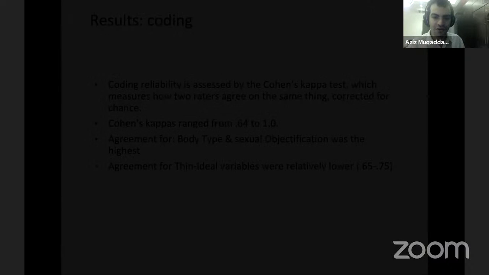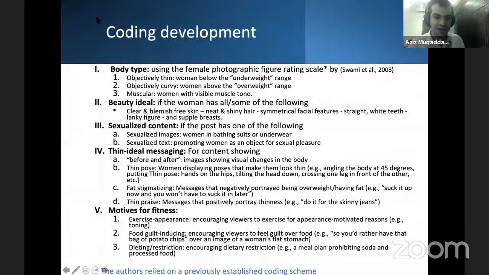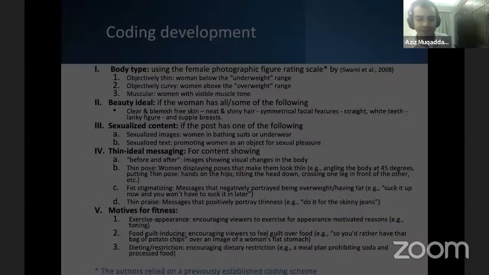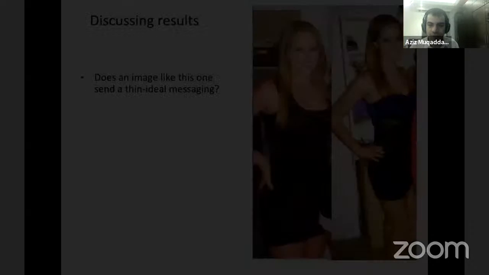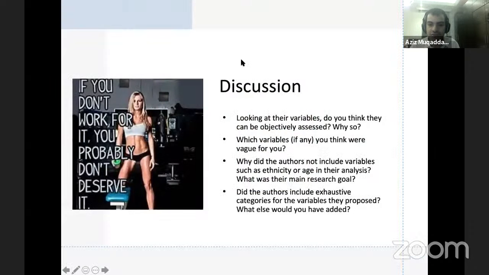So here they have 3 body types, right? They've had like 4, 5, right? And here, for example, it's thin ideal messaging. Can you think of a 5th one in here? In other words, were these variables, or these categories, exhaustive or not? Okay. But we'll leave that to the discussion board. Any questions?